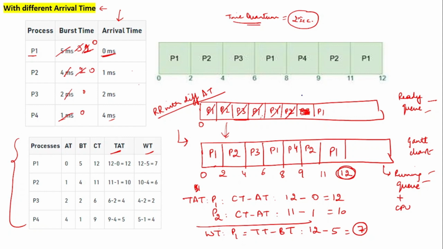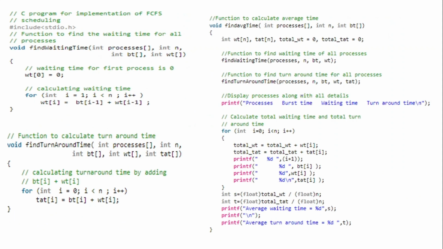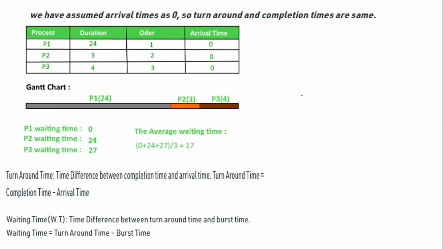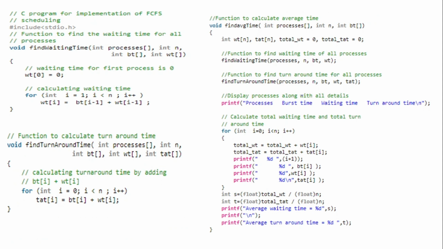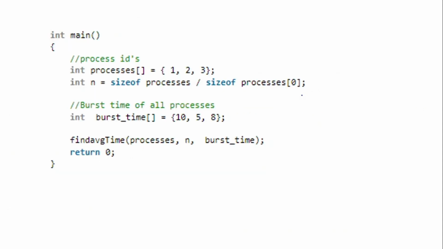Just quickly giving you a brief of all the four types of algorithms that we have discussed. One was the FCFS, first come first serve. If you remember, this was the first algorithm. Here first come first serve is definitely non-preemptive. You cannot preempt a process. And we have assumed the arrival time of all processes as 0 here. The processes are executed in the order in which they come.